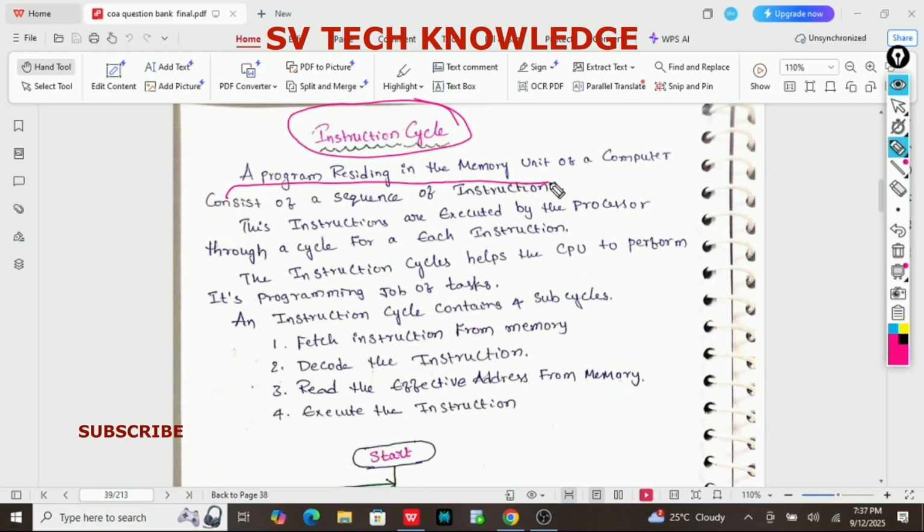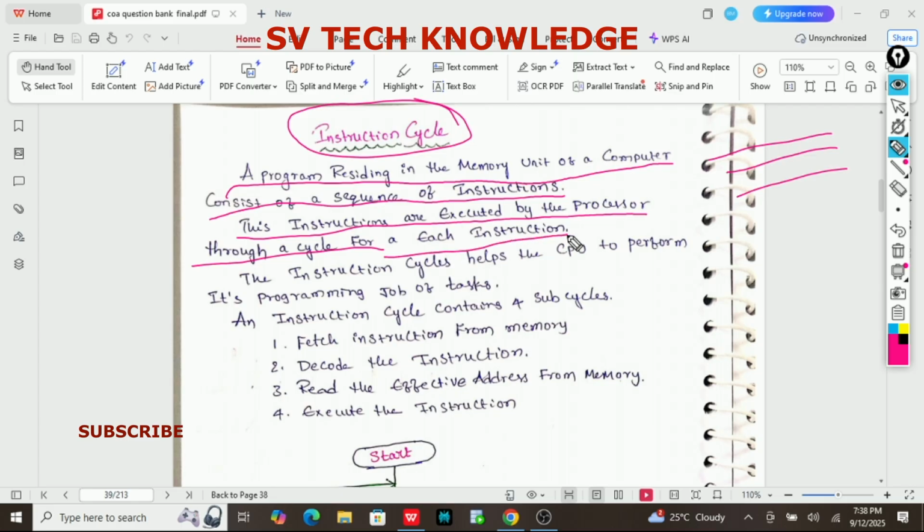A program residing in the memory unit of a computer consists of a sequence of instructions. As I said, a program is a combination of a set of instructions. These instructions are executed by the processor through a cycle for each instruction. So this instruction cycle will be repeated for each instruction. Suppose a program has 10 instructions, then this instruction cycle is going to be performed 10 times. The instruction cycle helps the CPU to perform its programming job or task.